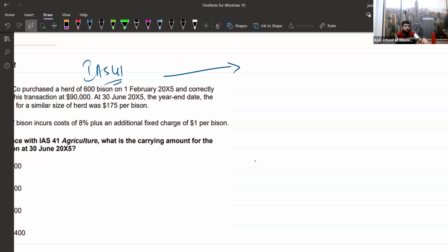Now what is a biological asset? An asset which has the ability for biological transformation, which means it is increasing in value, in weight, in quantity, in quality. If it is increasing, that is known as biological transformation. So IAS 41 states that the biological asset or the agriculture produce should be measured at its fair value less cost to sell. That is the simple rule: fair value less cost to sell.